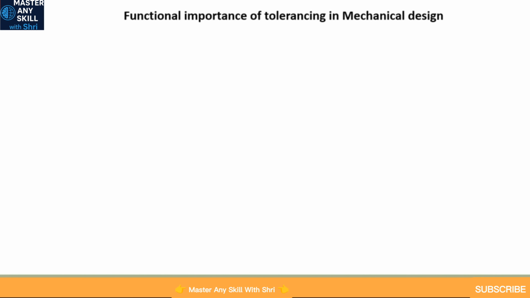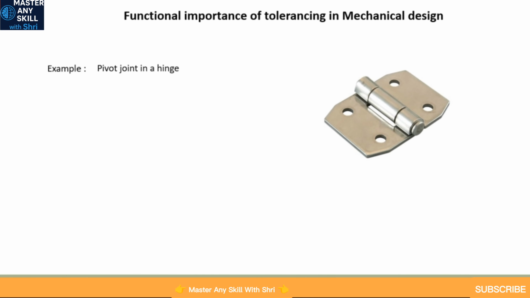So why is tolerancing important in mechanical design from the performance perspective, or what is the functional importance of tolerancing in mechanical design? We will understand this with an example. We will take the very simple example of a pivot joint in a hinge. A hinge has a pivot joint, also called a pin joint, which allows rotation about one axis. So this is the pin and this is the hole through which it goes. There are two brackets over here. One rotates with respect to the other. So that's a pivot joint.